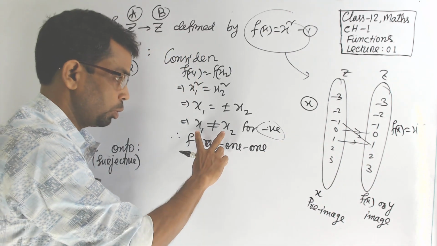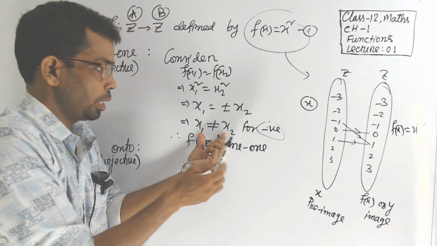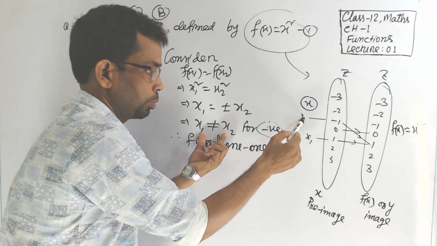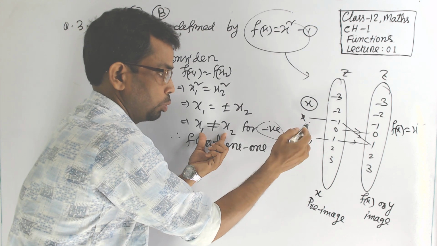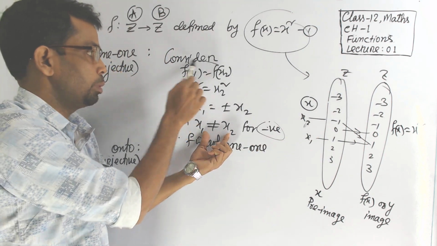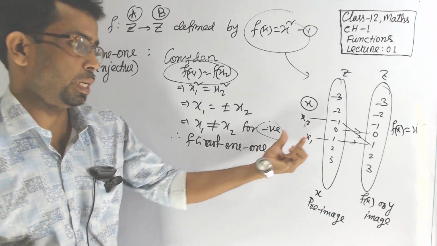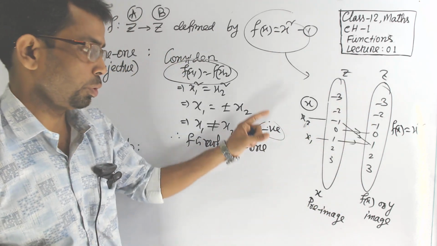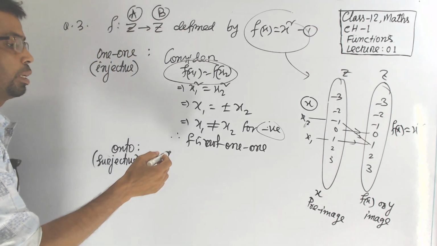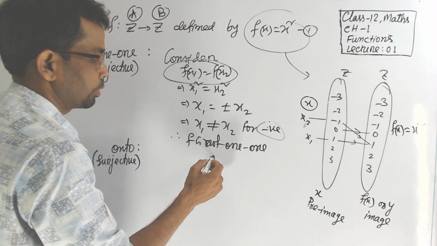So here x1 is not equal to x2, like x1 is 1 and x2 is minus 1. Two different numbers having the same image. The numbers are different but their images are the same. So we can clearly understand from this diagram, two different elements having the same image, the function is not 1-1. So we can say f is not 1-1, that is a many-one function.